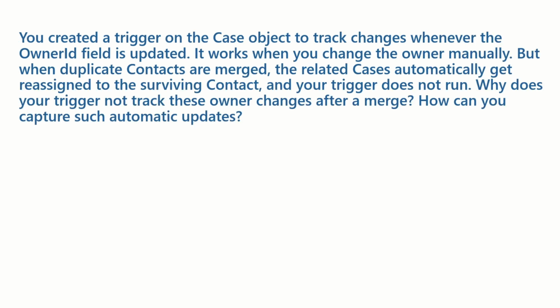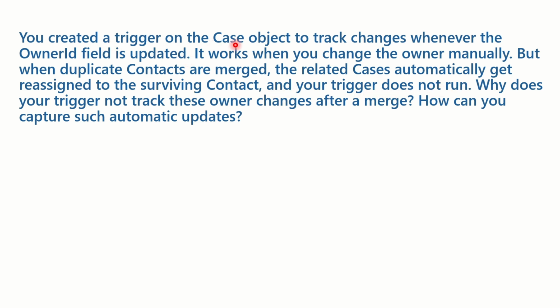Then the second question is, you created a trigger on the case object to track changes whenever the owner ID field is updated. It works when you change the owner manually, but when duplicate contacts are merged, as a result, again the related cases automatically get reassigned to the surviving contact. Basically it is changing the owner ID field. Try to understand. Getting assigned to the surviving contact means the owner ID field is getting updated. Simple.